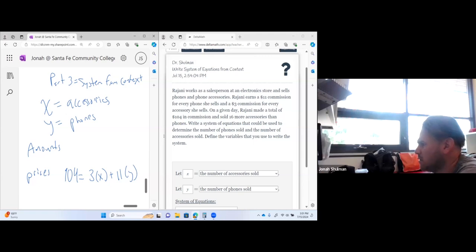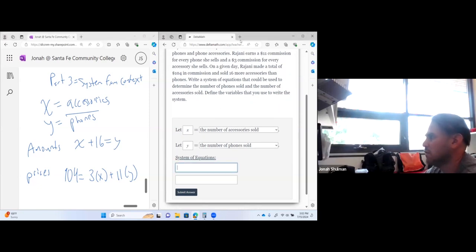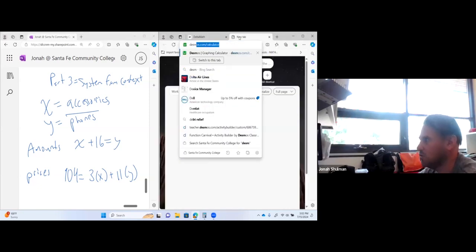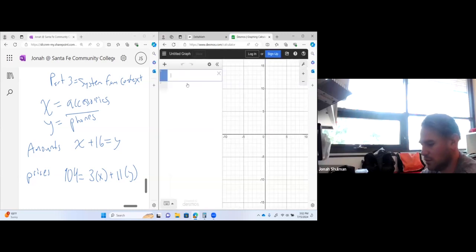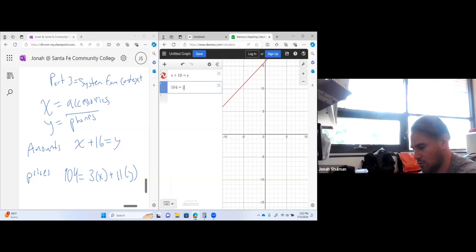And then she sold 16 more accessories than phones. So basically, for the amounts, we just know that there are 16 more accessories than phones. So the other equation is going to be x plus 16 equals y. And with these two equations, we can get the answer real easy. I'll just put it into Desmos. You could always use this graphing calculator to help students see it. x plus 16 equals y. And our other equation is 104 equals 3x plus 11y.